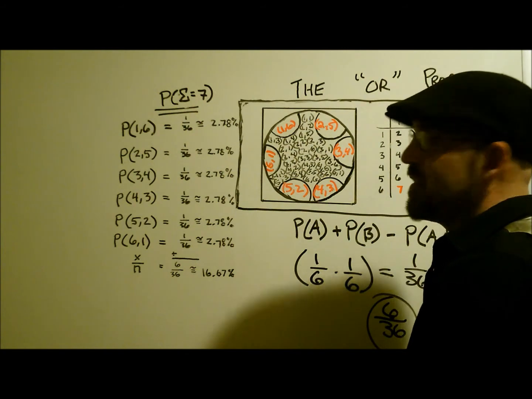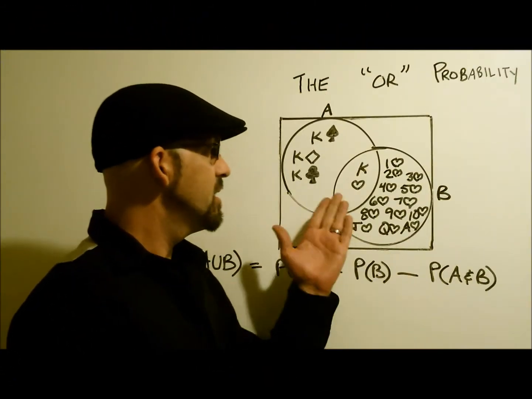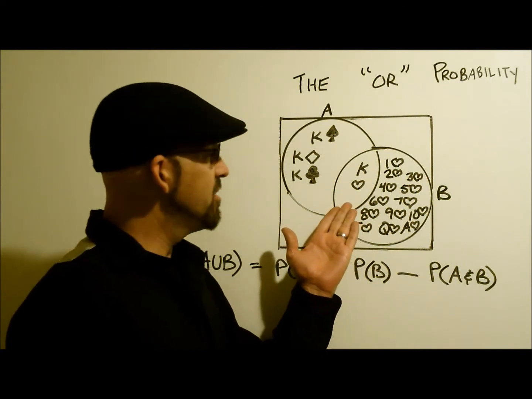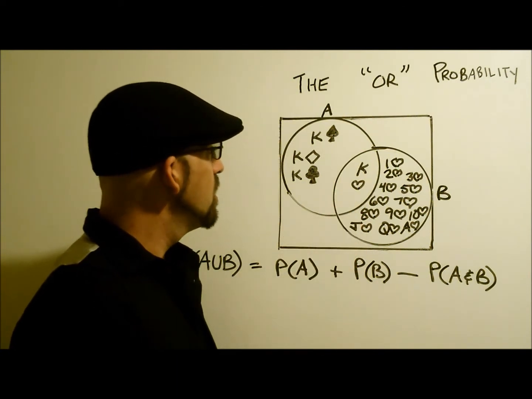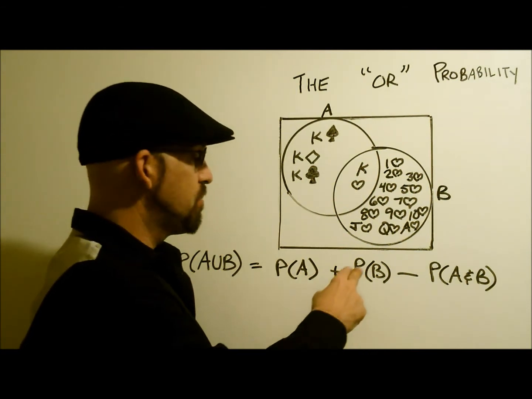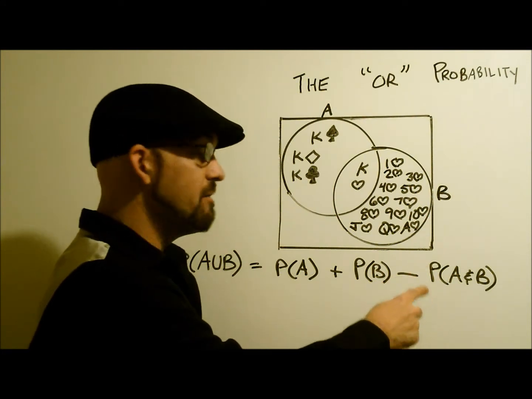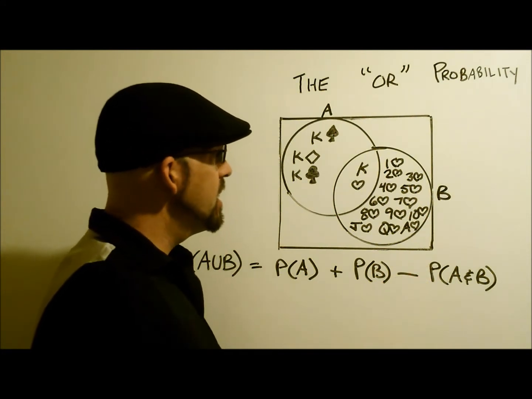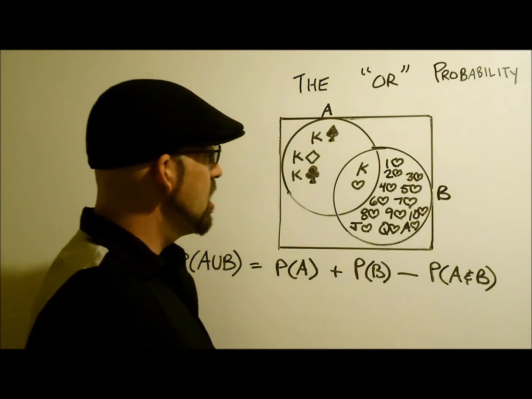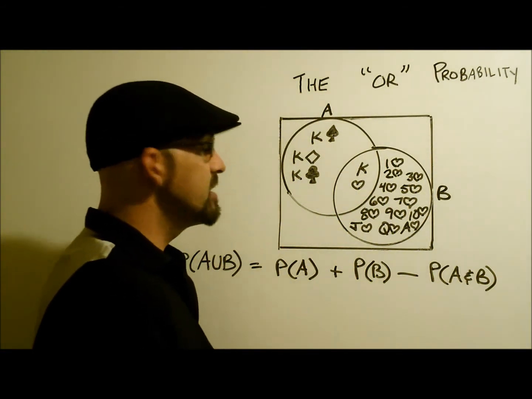Let me show you another one that has an overlap. Here's an OR probability that has an intersection. So, we know the probability of A plus the probability of B minus the probability of A and B. That tells us what our A or B probability is.